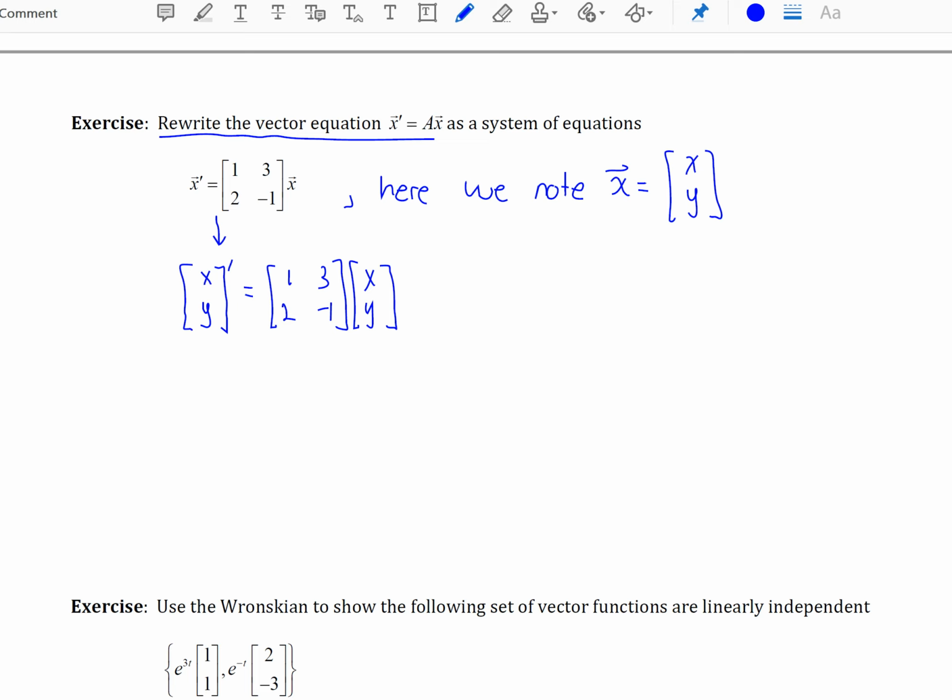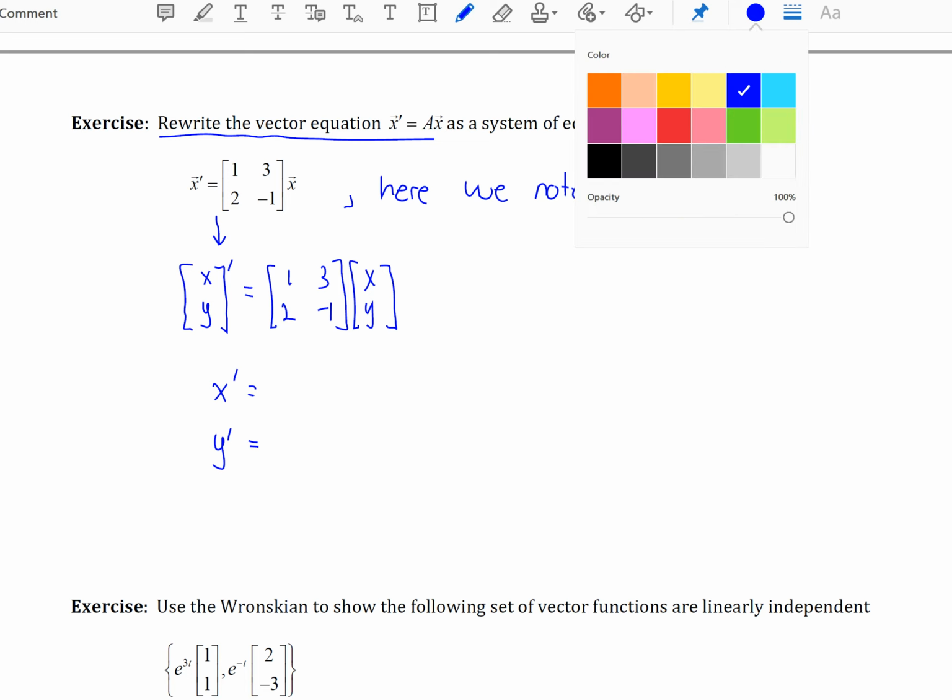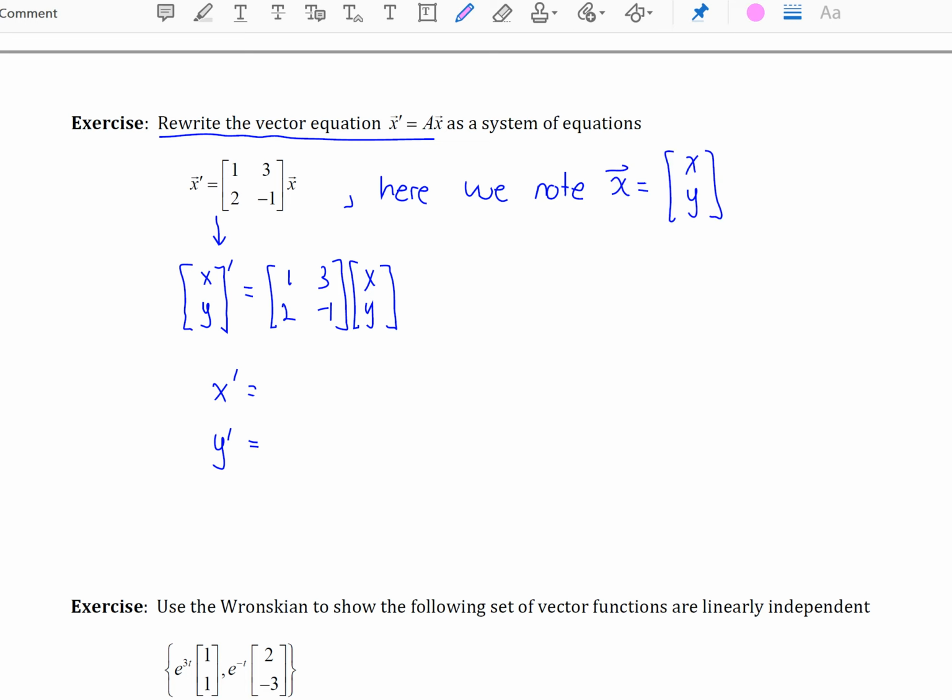And to write this as a system of equations, let's take the derivative of each of our functions inside our vector. So this will be x prime, y prime. And on the right hand side, we'll just complete our matrix multiplication. And so again, as before, the way we'll do our matrix multiplication is take the first row of our matrix A times our column vector to get x plus 3y.